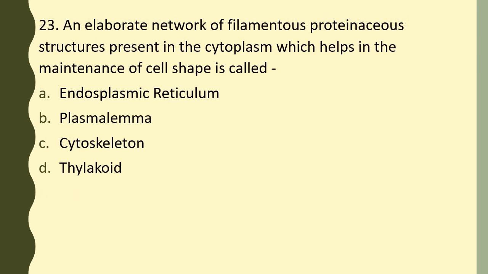Question number 23. An elaborate network of filamentous proteinaceous structures present in the cytoplasm which helps in maintenance of cell shape is endoplasmic reticulum, plasma lemma, cytoskeleton, thylakoids. Maintenance of the cell shape. Correct answer is option C, that is cytoskeleton.